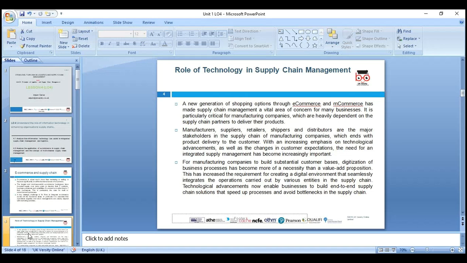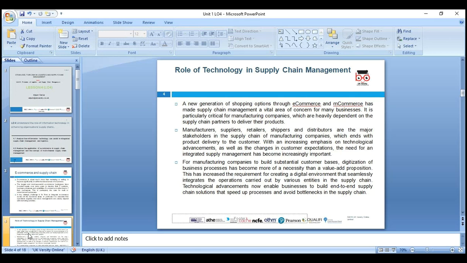Okay. A new generation of shopping options through e-commerce has made supply chain management a vital area of concern for many businesses. It is particularly critical for manufacturing companies, which are heavily dependent on supply chain partners to deliver their product. So manufacturer, supplier, retailer, shipper, and distributor are the major stakeholders in the supply chain of manufacturing companies.